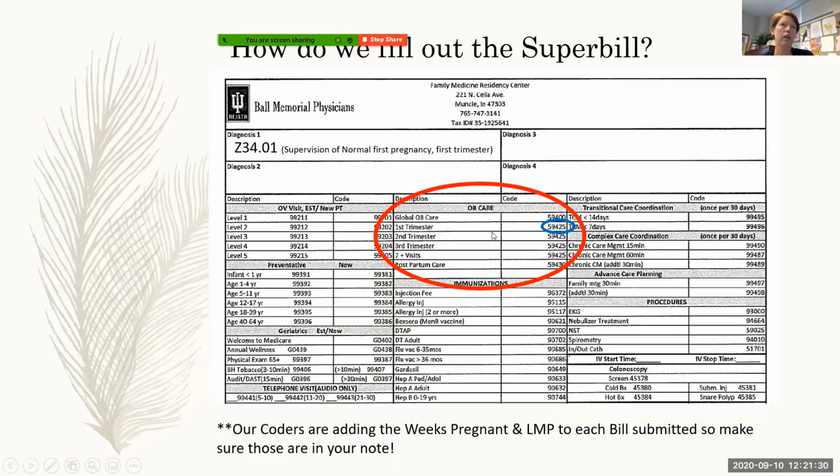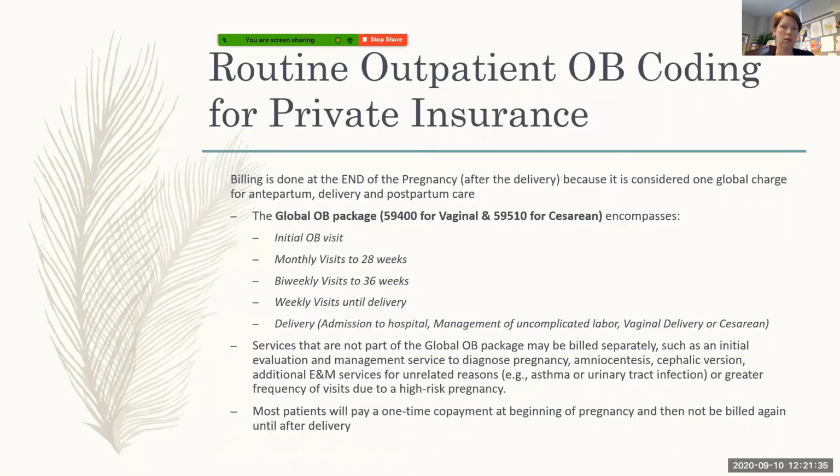And then I'm going to jump into what global OB care means for our private insurance patients. So let me go back. For our routine outpatient OB coding for private insurance, it's done a little bit differently. The billing is actually done at the end of the pregnancy, so after the delivery. And so the whole charges for antepartum care, delivery care, and postpartum care are lumped into one big sum. And that's why cost containment, and I talked with some of the group yesterday about inductions and the cost of each agent that we use for inductions.